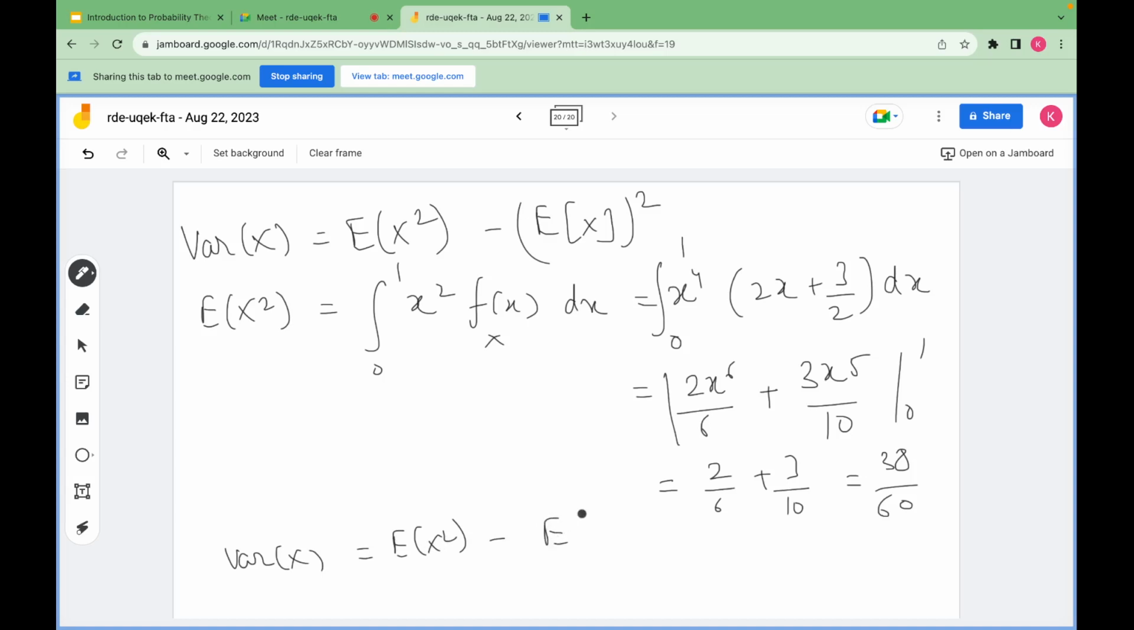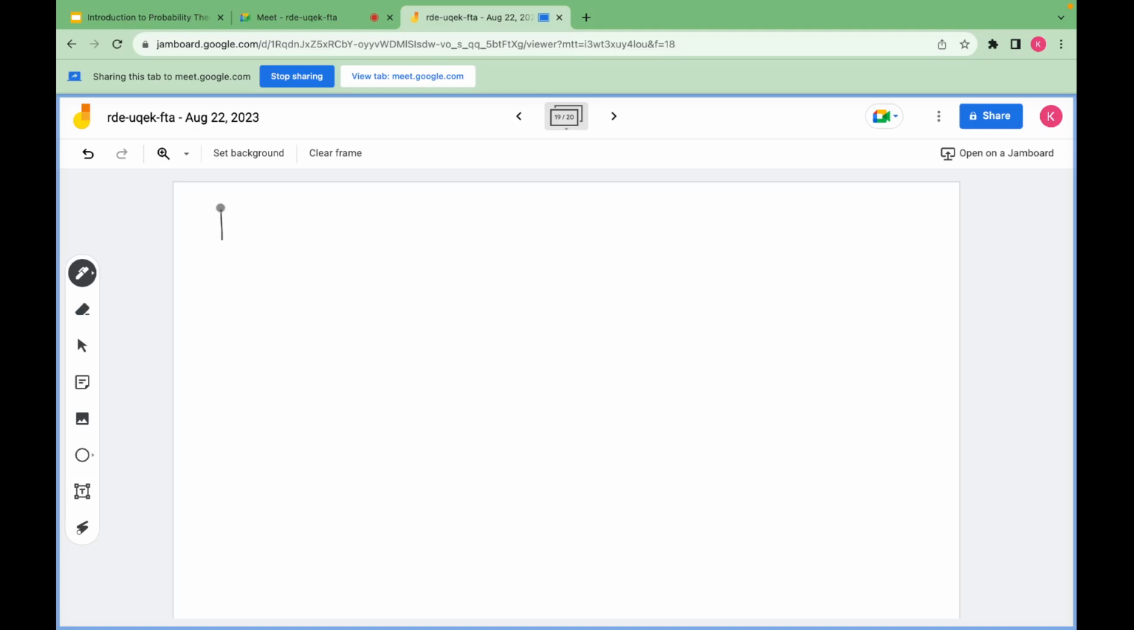So the variance of x is the expectation of x squared minus the expectation of x whole squared. So 38 divided by 60 minus 31 by 40. This is nothing but 19 by 30. Okay. So the expectation of x is 31 by 40 and the variance of x is 19 by 30.